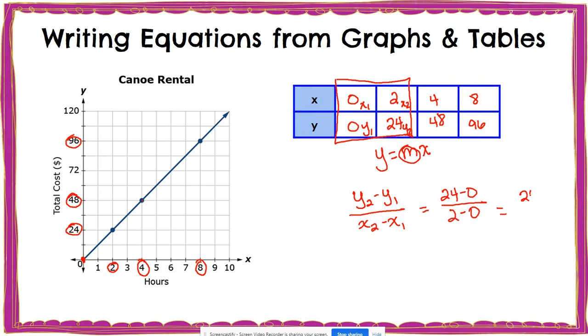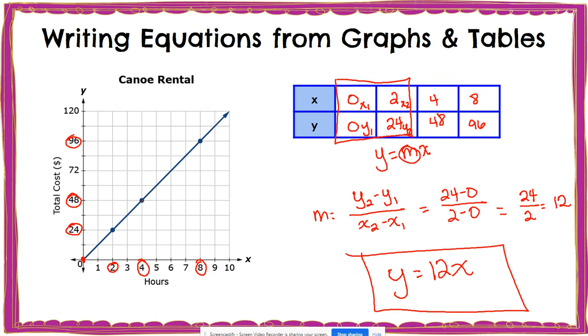24 minus 0 is 24 and 2 minus 0 is 2. Well, 24 can be divided by 2. 24 divided by 2 is 12. That means that my constant of proportionality is 12. So the equation that represents this situation is y equals 12x. This means that to find the total cost of a canoe rental, which is y, I would multiply 12 times the hours, which are my x value.